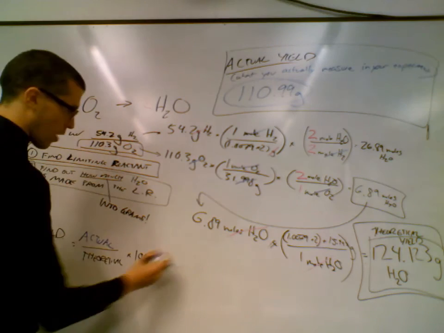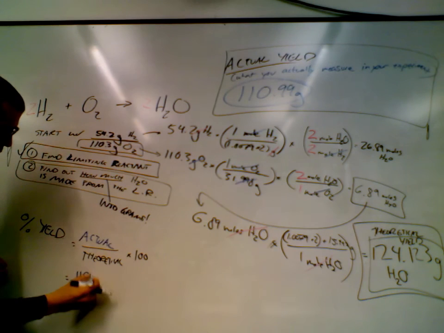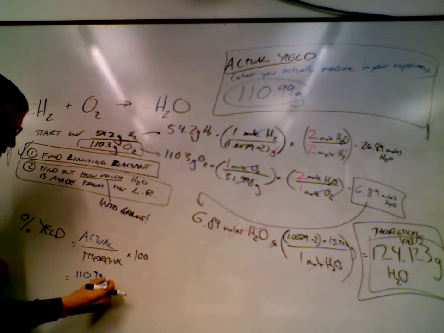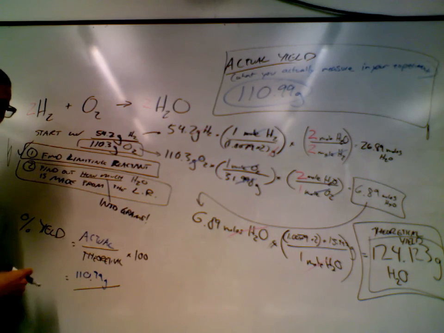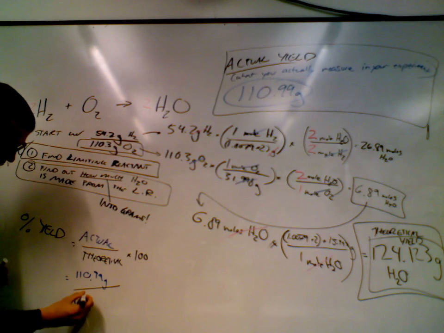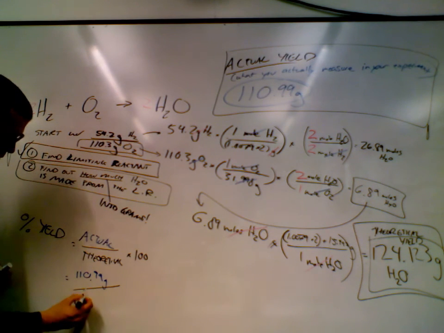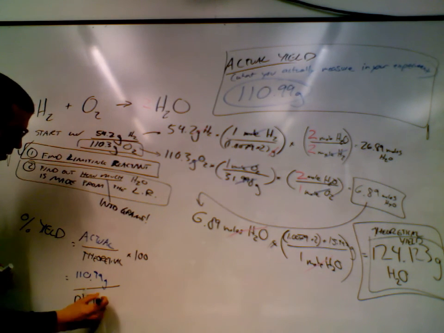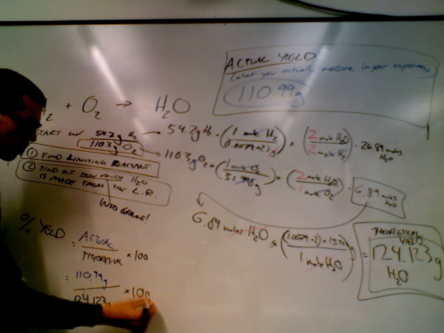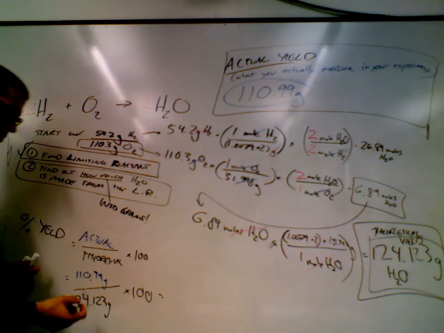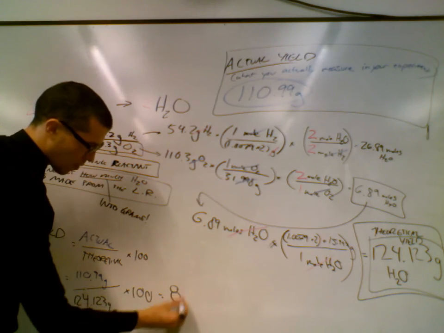Wait, hold on a second. Our actual in this case was 110.99 grams. And then below, what was our theoretical yield? It was 124.123, believe it or not. 124.123 grams. And then you multiply that by 100, and you get, what was that again, Sam? 89.4.